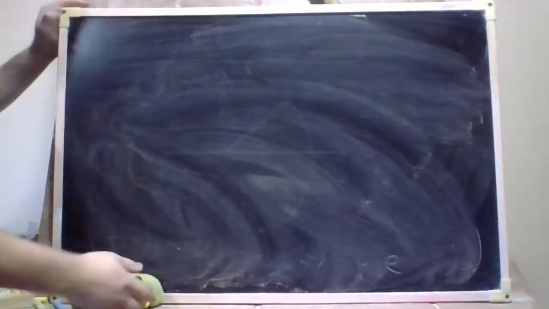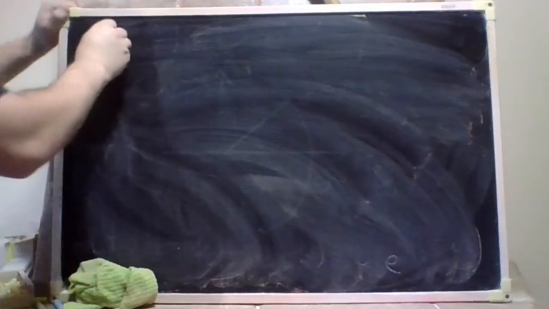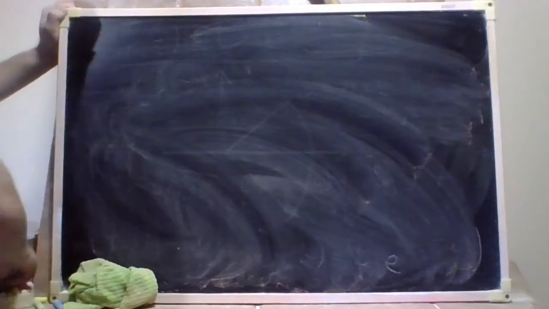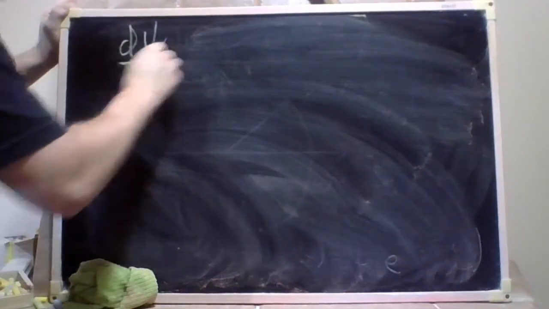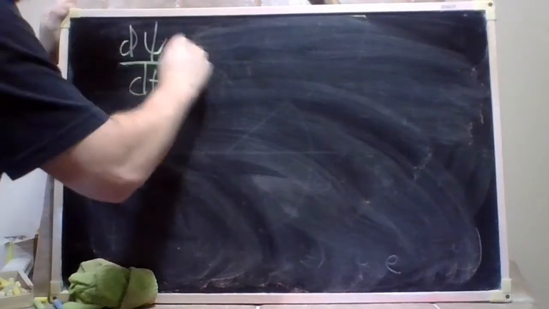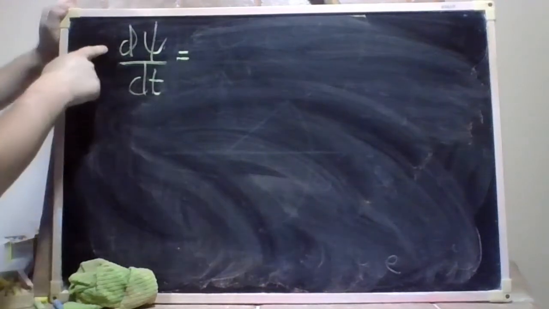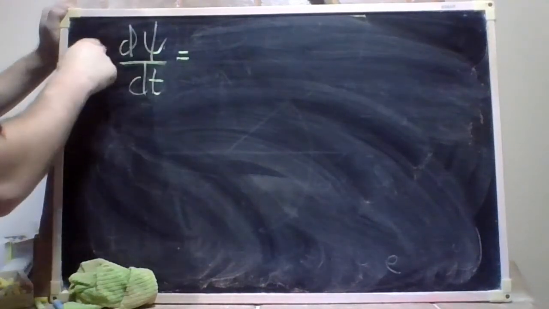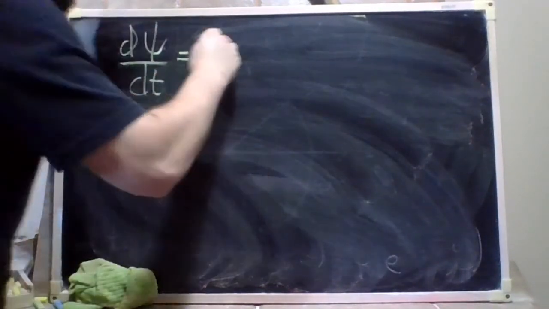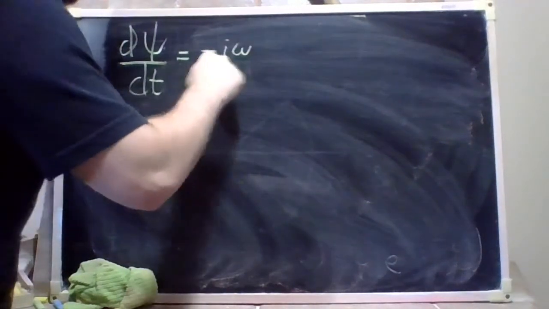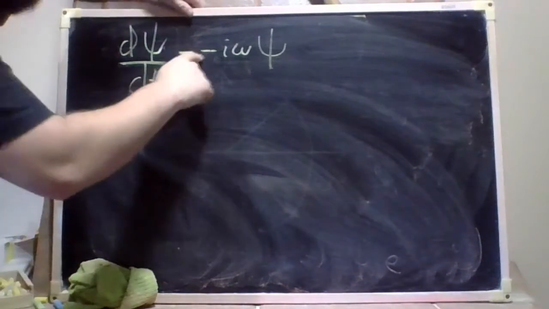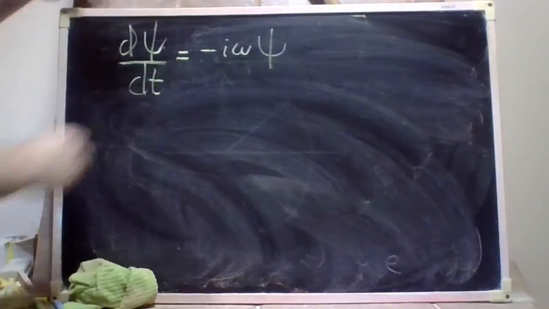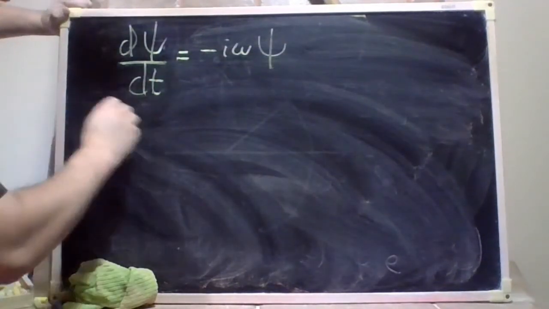Just let us summarize. d psi dt is equal to minus i omega psi; I can eventually put the imaginary unit here, but let us continue to write i, the imaginary unit. This equation has a solution.